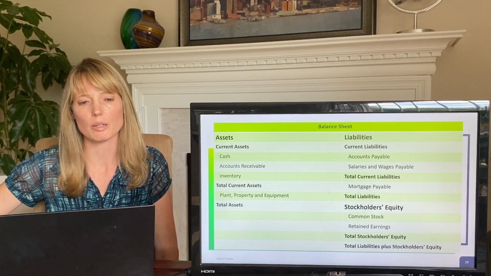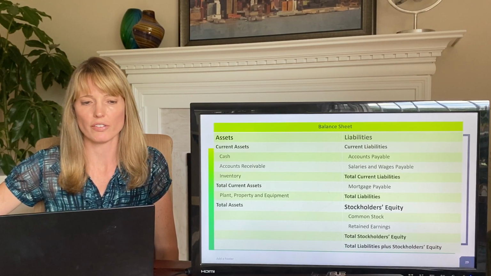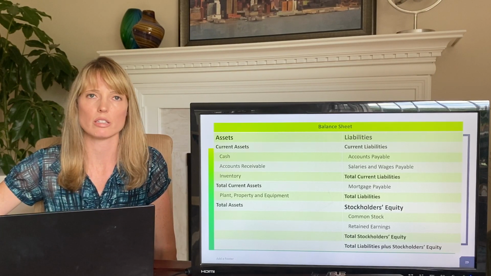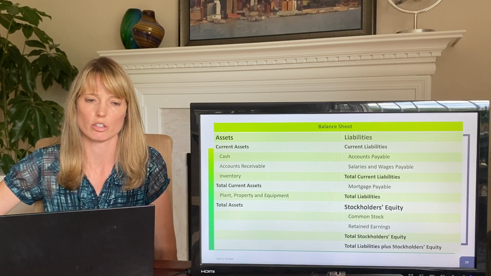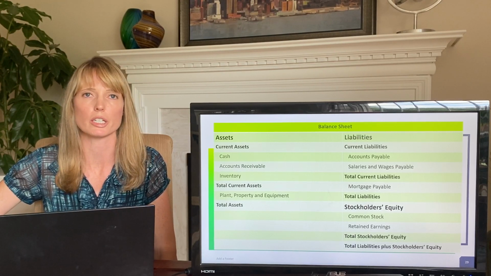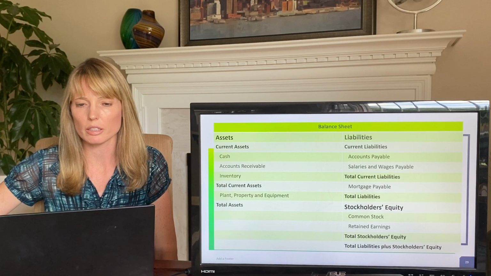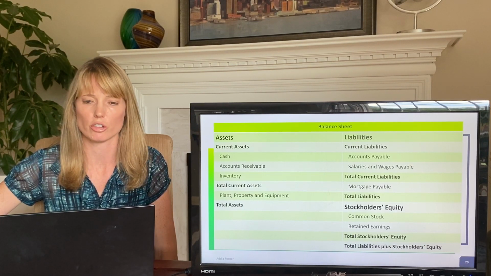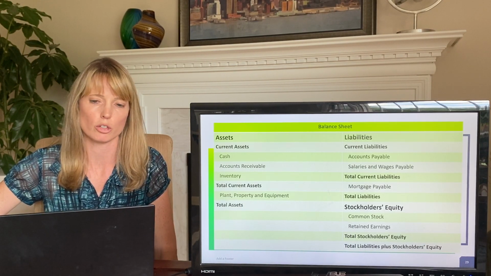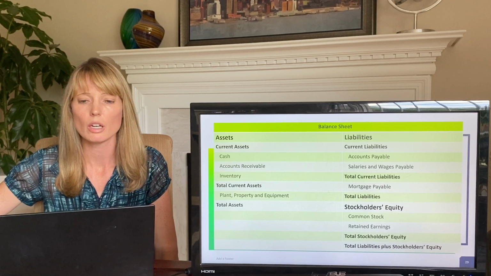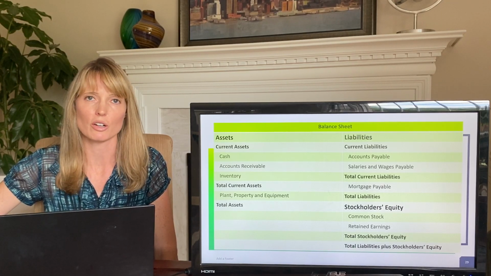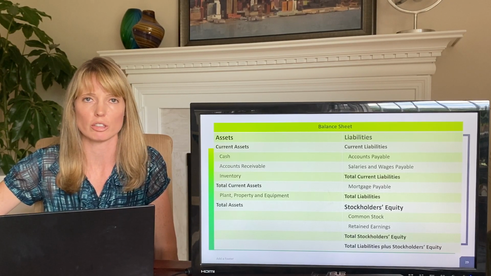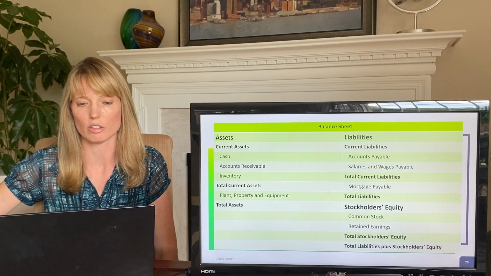All right, here's your basic balance sheet. This is a classified balance sheet, so we have our current assets separated out from our long-term assets, in this case just plant, property, and equipment. We have current liabilities stated separately from long-term liabilities. In this case, the one long-term liability is mortgage payable. We have the two main components of stockholders' equity. Remember from your introductory class, common stock and retained earnings.